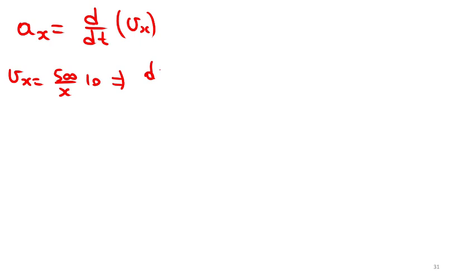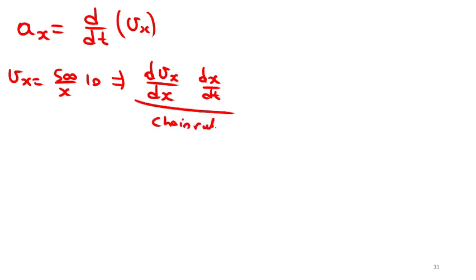So I will write dvx by dx and then dx by dt using the chain rule. You may ask, why do we use the chain rule? The reason is that the function itself is not explicitly shown as a function of time. It is shown as a function of x. So what it means is that I need to move in steps. First I need to solve it as a function of x. Then x I can solve as a function of time because I know its velocity.